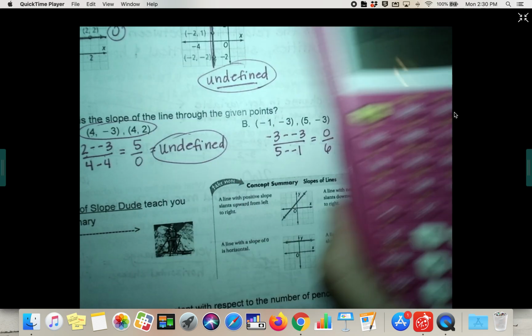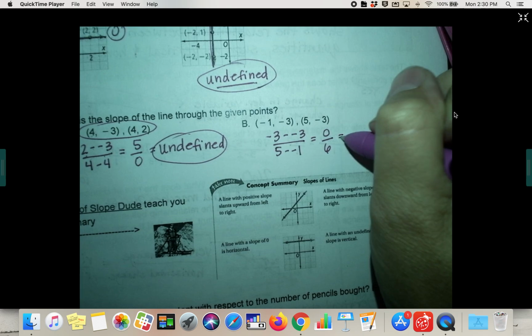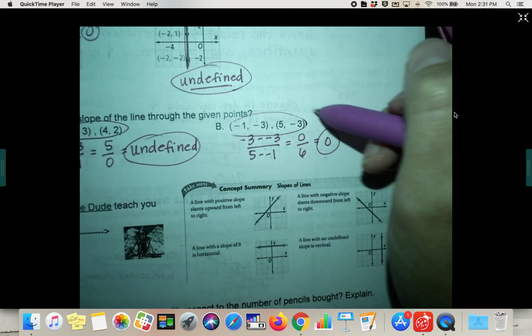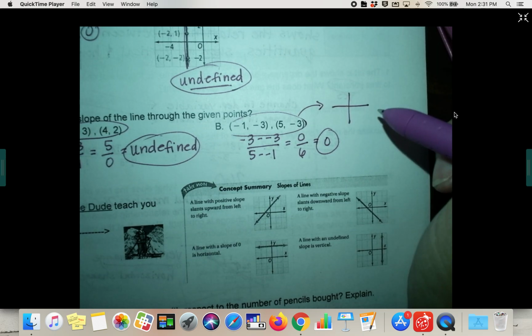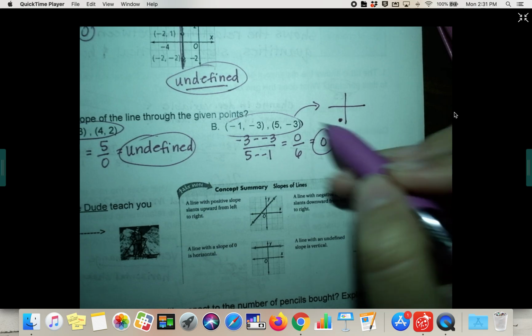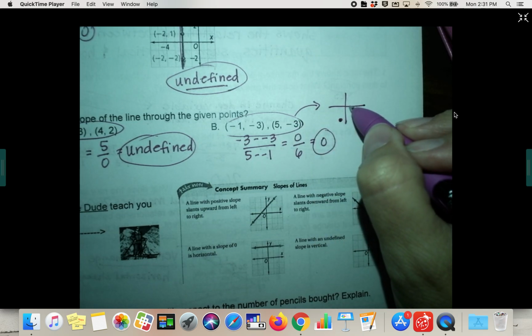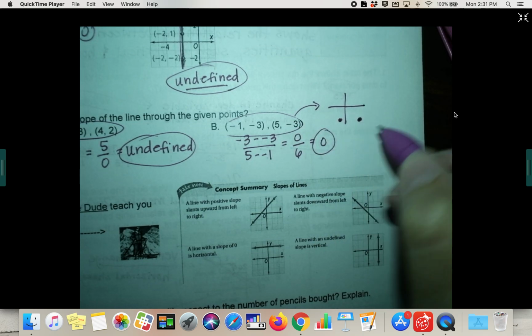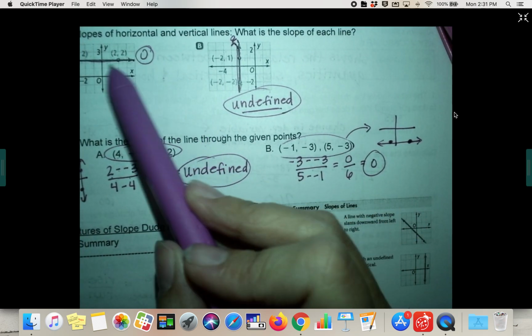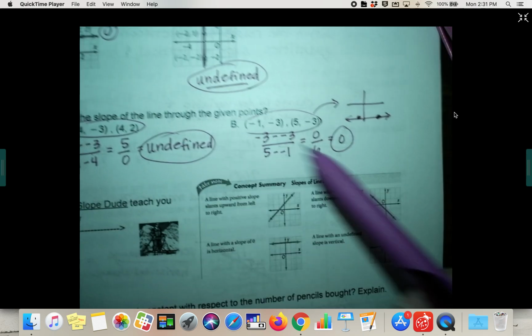So 0 does work in math when it's on top, when it's the first number that we divide with. So 0 divided by 6 actually is 0. And again, if you did my little checking trick on a graph, -1, -3 would be around here-ish, and 5, -3 would be around here. So that would be a horizontal line, which we already talked about up here. Horizontal lines have a 0 steepness on the slope.